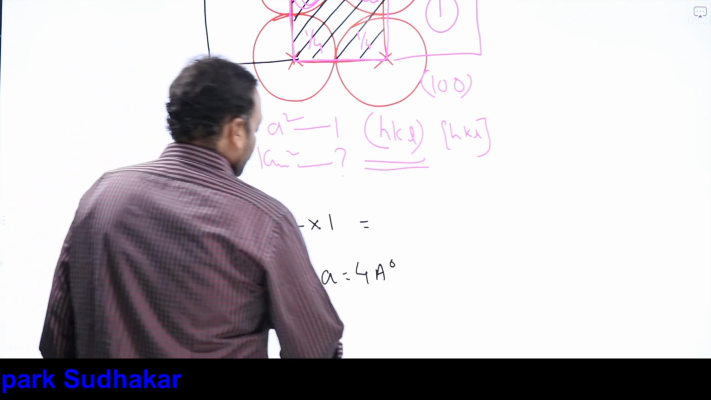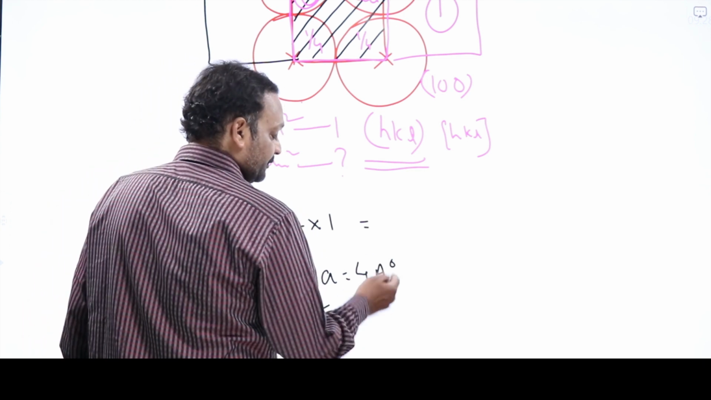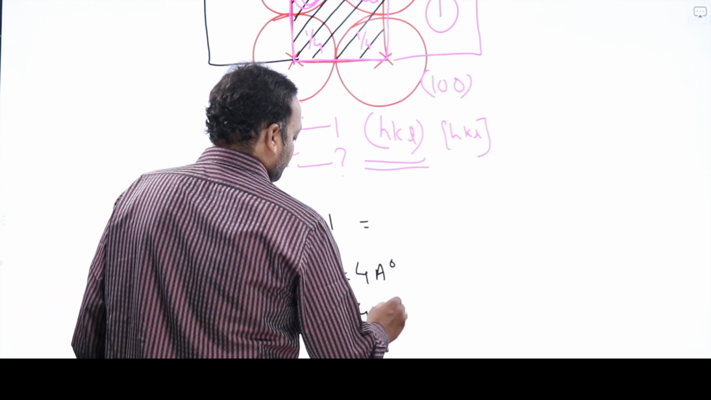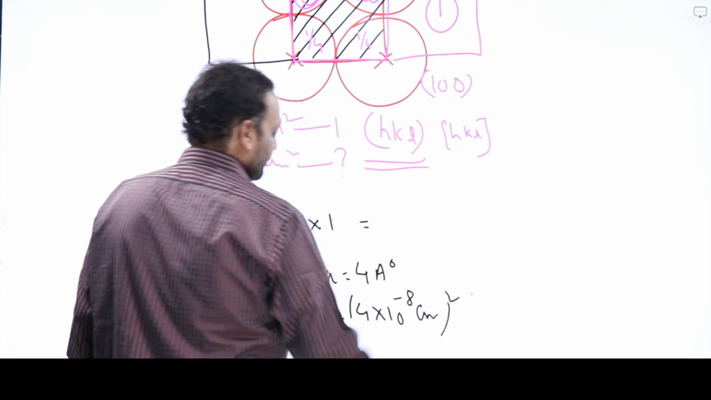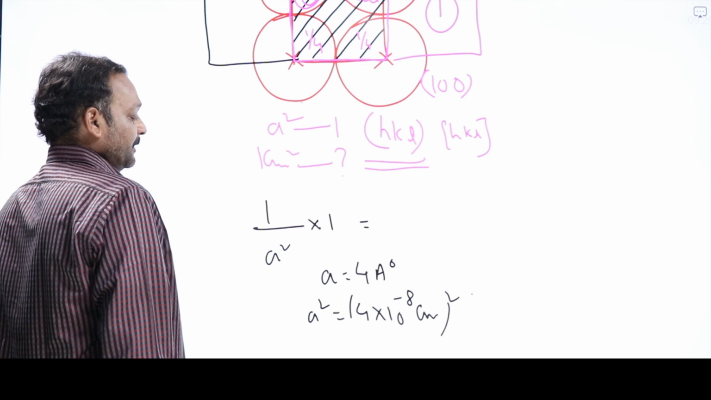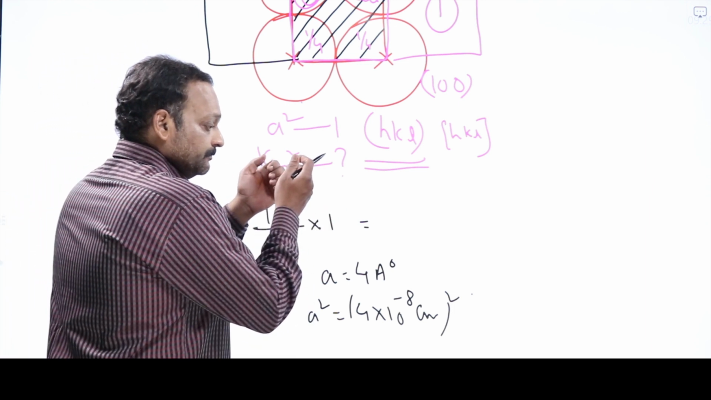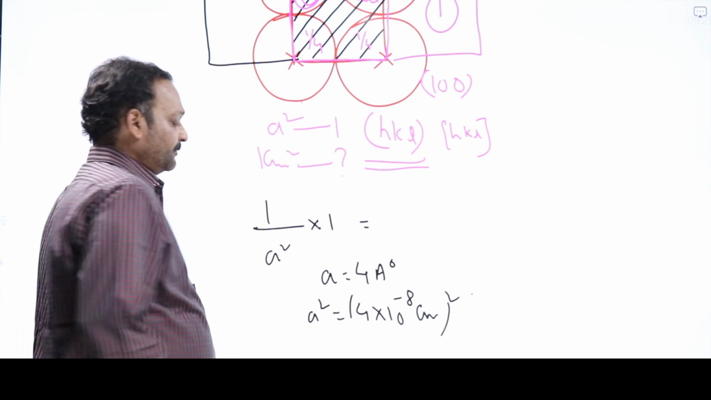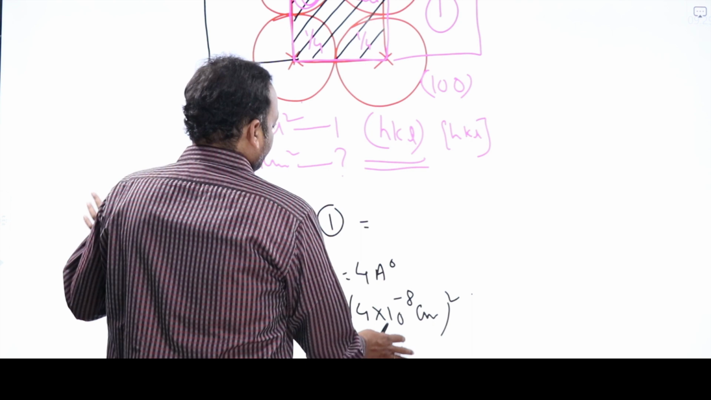Okay, so what is A square? The area of the 100 plane will be 4 angstroms, which in centimeters is 4 into 10 to the power minus 8 centimeters. A square will be (4 into 10 to the power minus 8 centimeters) squared. So 1 by A square into 1 will give you the number of atoms per unit area of the 100 plane, because I have taken only 1 here. Now, we'll proceed like this.